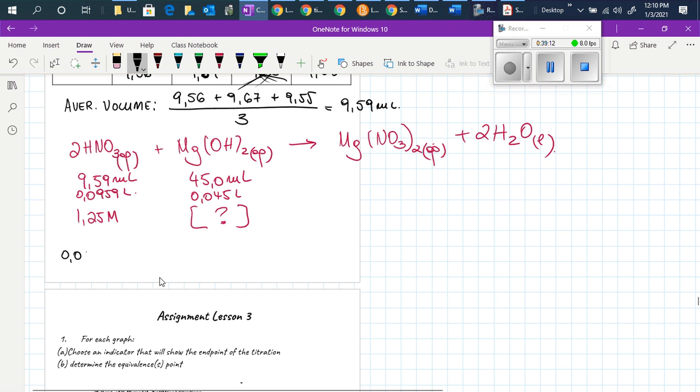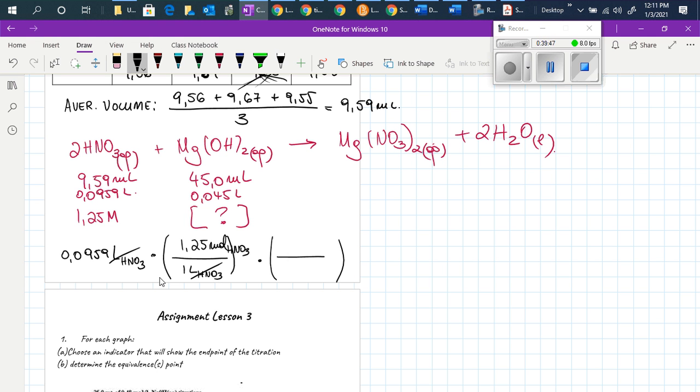Starting with what is given, so 0.0959 liters of HNO3 using the molarity, 1 liter of HNO3 and 1.25 moles of HNO3. So liters and liters are cancelled out. We know now the moles of known. We will move to moles of the unknown. And in order to do so, we will use the molar ratio. So 2 moles of HNO3 is using up 1 mole of magnesium hydroxide. So moles and moles are cancelled out, and this is into 0.045 liters of magnesium hydroxide.